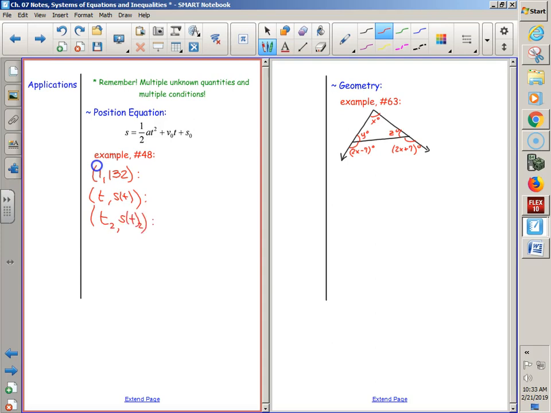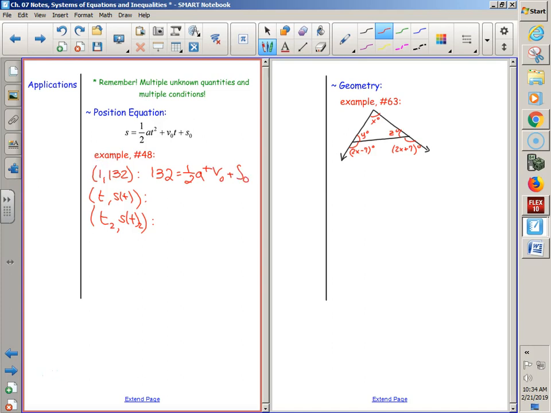You can take each of these and plug into this equation. And you can say, okay, I know that s is equal to 132 when 1/2 a, t is equal to 1. Well, 1 squared is 1, so just a is left. Plus, t is 1. Well, 1 times v sub naught is v sub naught, and then s sub naught.